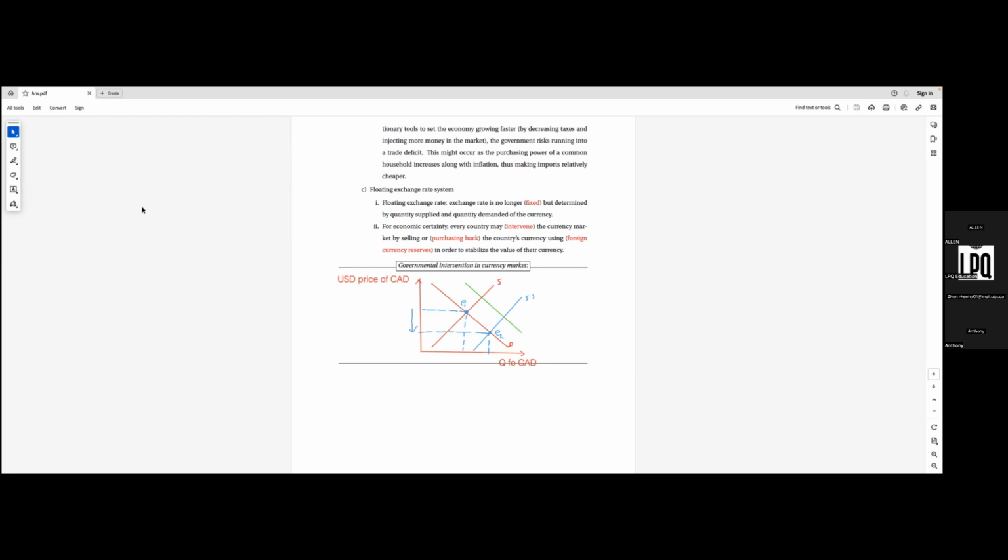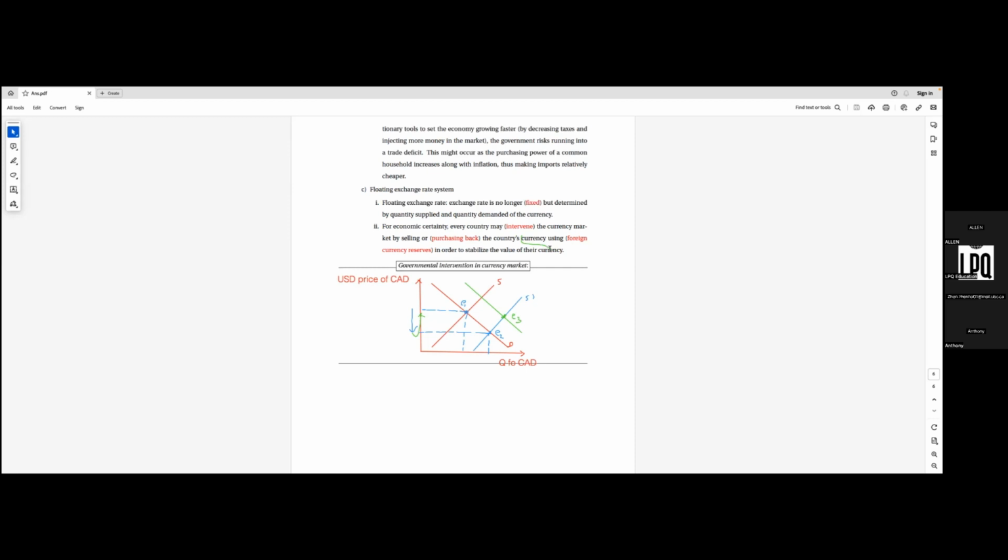Okay, we are purchasing our own currency using foreign currency. So we can move the market equilibrium from E1 to E3. You see, we can reverse what happened here. We can increase the value of our currency, so we can stabilize the exchange rate between USD and CAD.